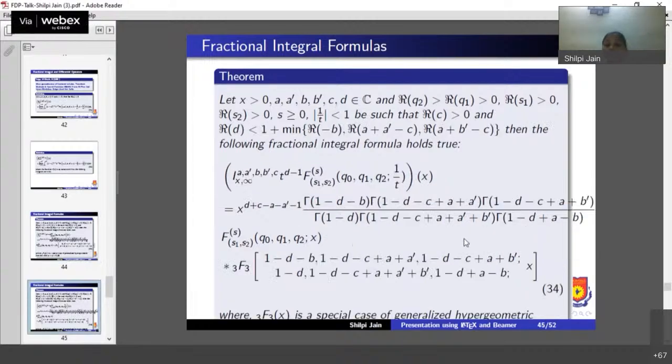In the next theorem, let x be greater than 0, a', b', c, d belong to C, and real of q2 greater than real of q1 greater than 0, real of s1 greater than 0, real of s2 greater than 0, s greater than or equal to 0, mod of 1 upon t less than 1 be such that real of c is greater than 0. Then the following fractional integral formula holds true, which is shown in equation number 34, where 3F3(x) is a special case of the generalized hypergeometric function.